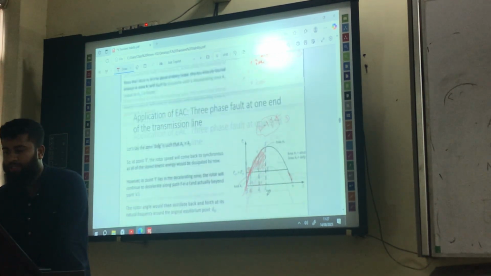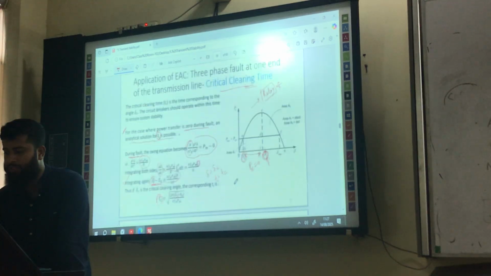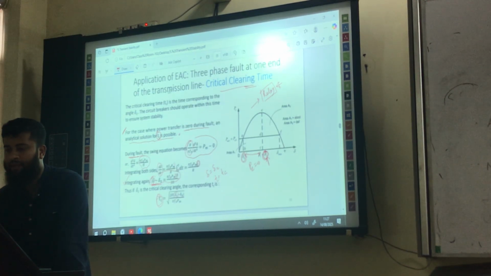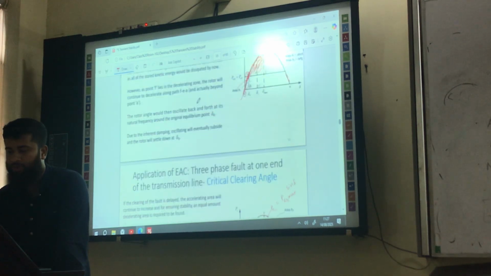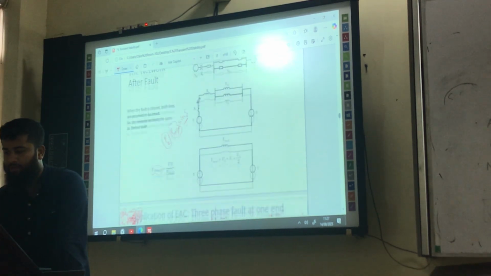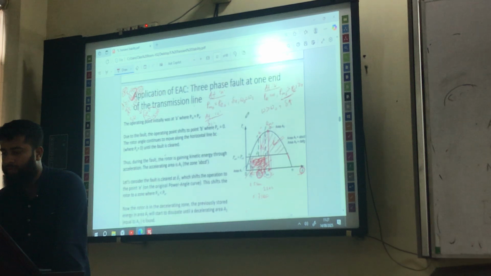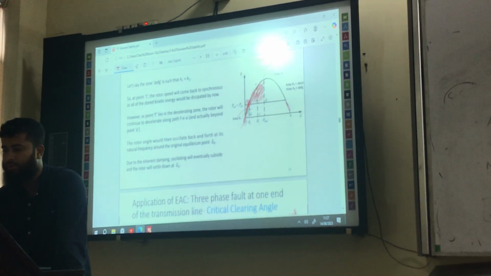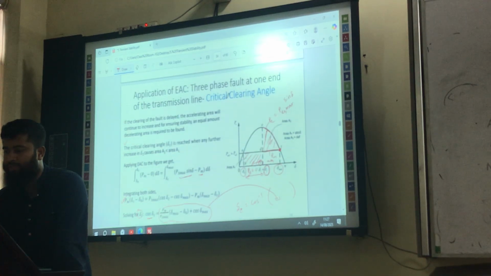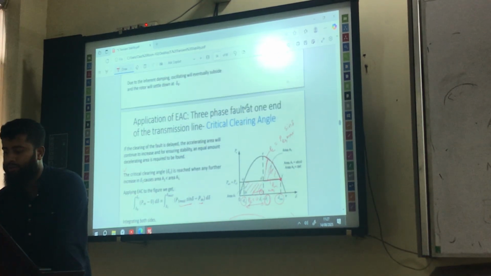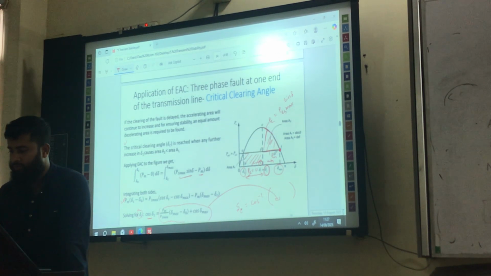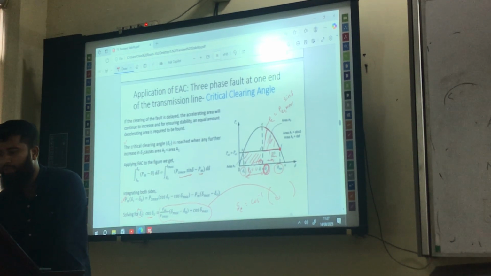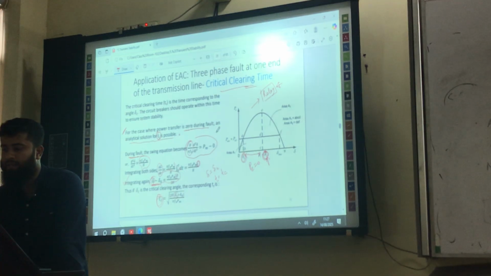So in today's class, this is the end of this case. This case is the three-phase fault at one end of the transmission line, and what we covered here: we drew this power angle curve, and from there we calculated the limit, that is the critical clearing angle, so the limit for the fault clearing time. Also from there we calculated the critical clearing time.